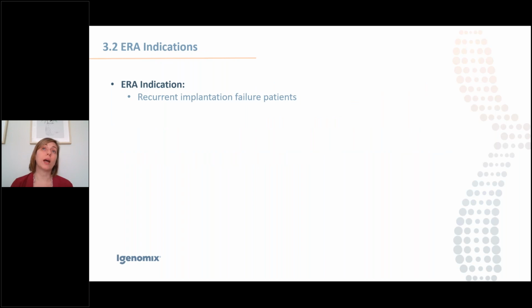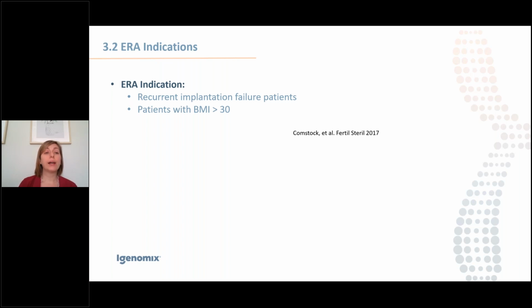And to whom can we do this test? Well, the main indication for ERA is patients with recurrent implantation failure, because we know already that there is like 30% of patients with recurrent implantation failure that are going to present a displaced window of implantation. So they are going to receive a benefit of doing ERA.